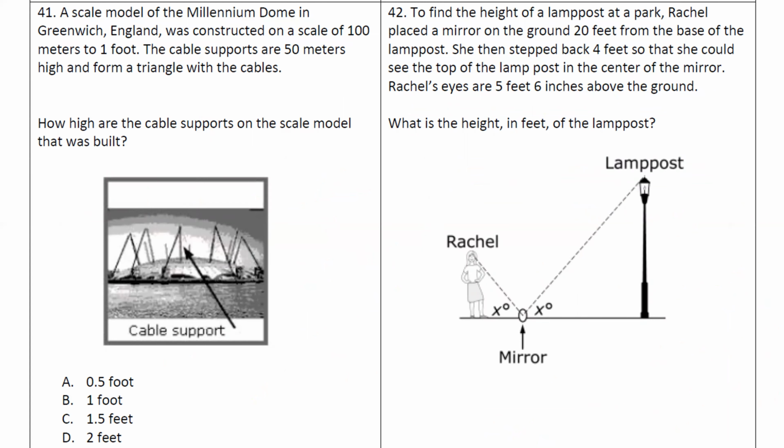In a scale model of the Millennium Dome in Greenwich, England, was constructed on a scale of 100 meters to 1 foot. The cable supports are 50 meters high and form a triangle with the cables. How high are the cable supports on the scale model? So, all right, on this one, they gave us a couple different dimensions. They said that was a scale of 100 meters to 1 foot.